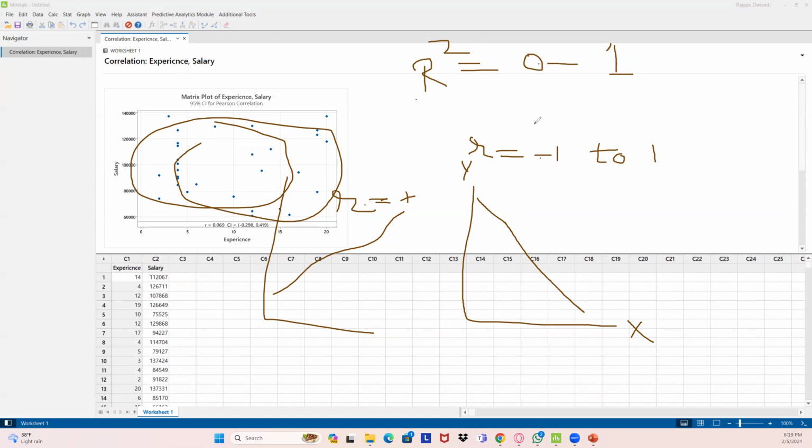But there's a beautiful thing that you must know: in simple regression only, correlation multiplied by correlation comes to regression. Correlation times correlation, that becomes regression. So this is very important. In simple correlation, the coefficient is given, you can multiply it by the same value and you get the R square.